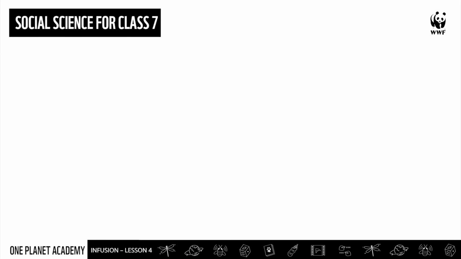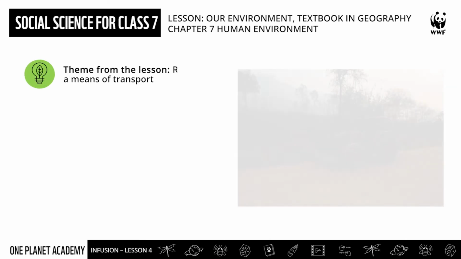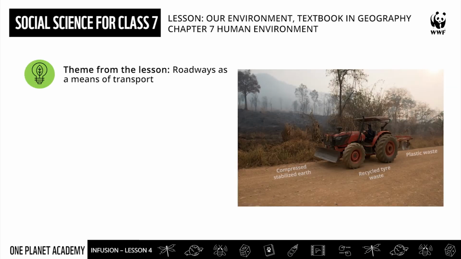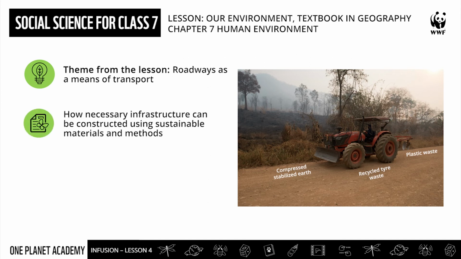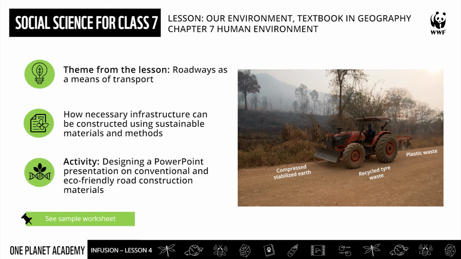Social science has tremendous scope for the inclusion of infusion activities. For example, a Class 7 geography lesson discusses the means of transport such as railways and roadways. As an infusion activity, students could research innovative materials and technologies being used to construct roads in a more environment-friendly manner. They could design a PowerPoint presentation on the theme, thus practicing another valuable skill, communication.